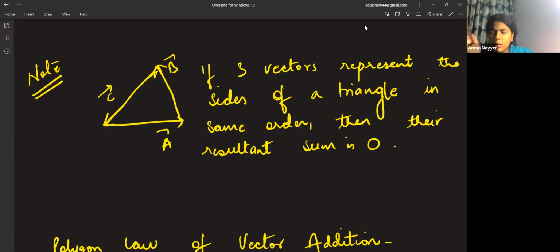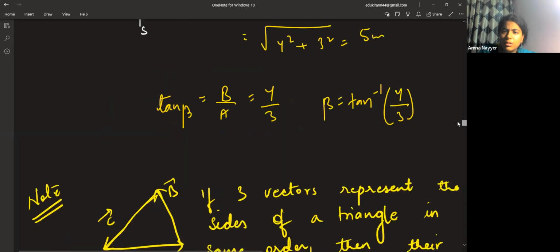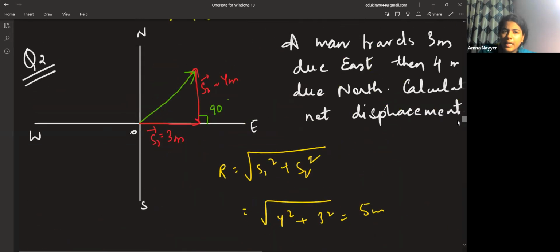You have written also in your notes. So when you have 3 vectors in the same order, then your answer directly becomes 0. Means if I have this, then vector A plus vector B plus vector C is 0. Fine. Make this as a note point and write down this question also. Then we'll come to polygon law.